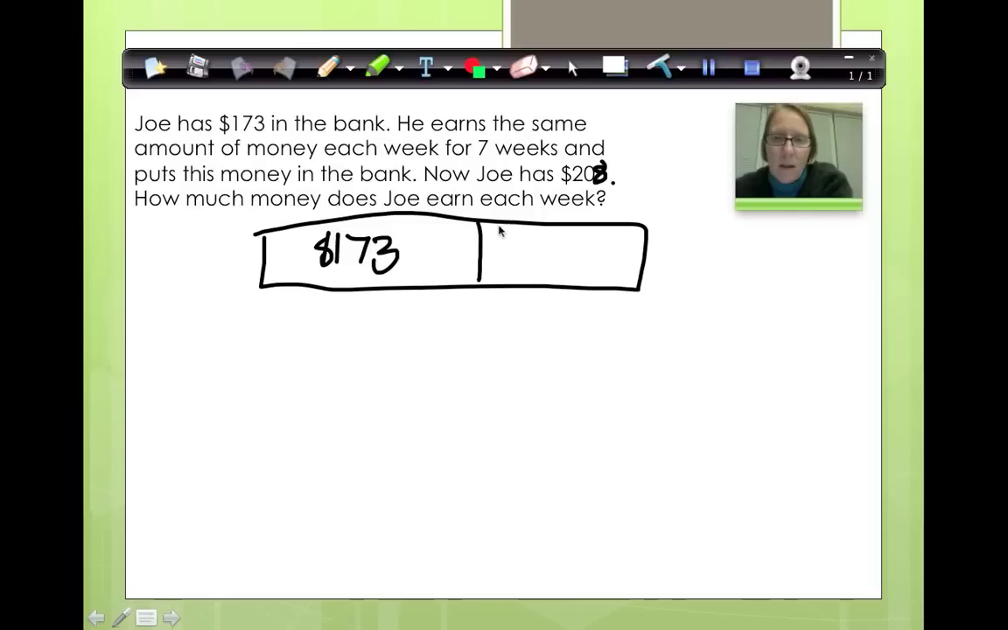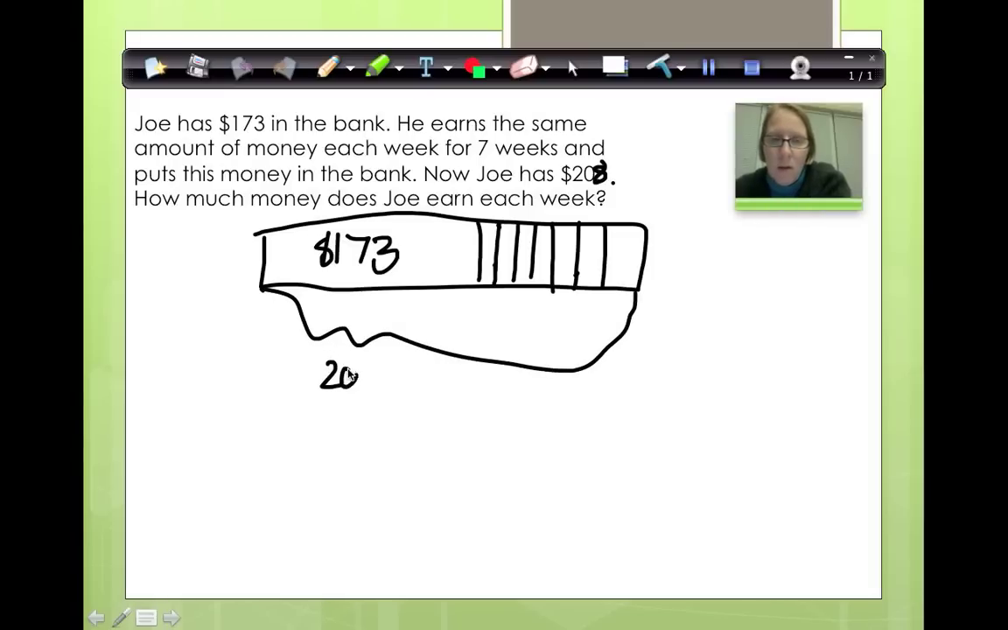Now, 7 weeks. 1, 2, 3, 4, 5, 6, 7. Each one of these little pieces is for each of the 7 weeks. So I know that the total amount was $208. But what is the part we don't know? We don't know this part right here, do we? So let's call this part M. We don't know how much he makes in 7 weeks.